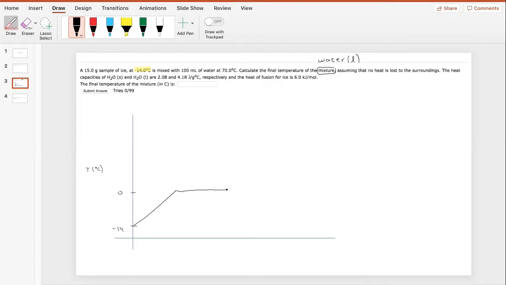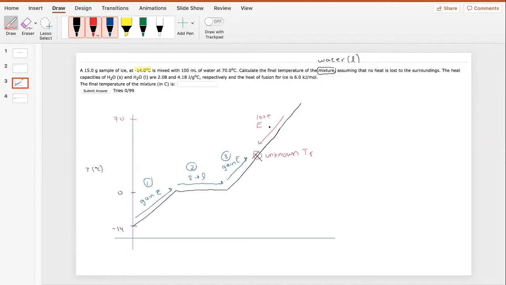It then has to increase in temperature while in the liquid phase to some unknown final temperature. Let's mark that right here. I'm going to call this one step 1, this one step 2, and this one step 3. We also have to consider our hot water. So our hot water started at 70 degrees Celsius, and then it had to end at the same temperature as our ice that gained energy. So it's losing energy to become cooler. I'm going to label this 4.